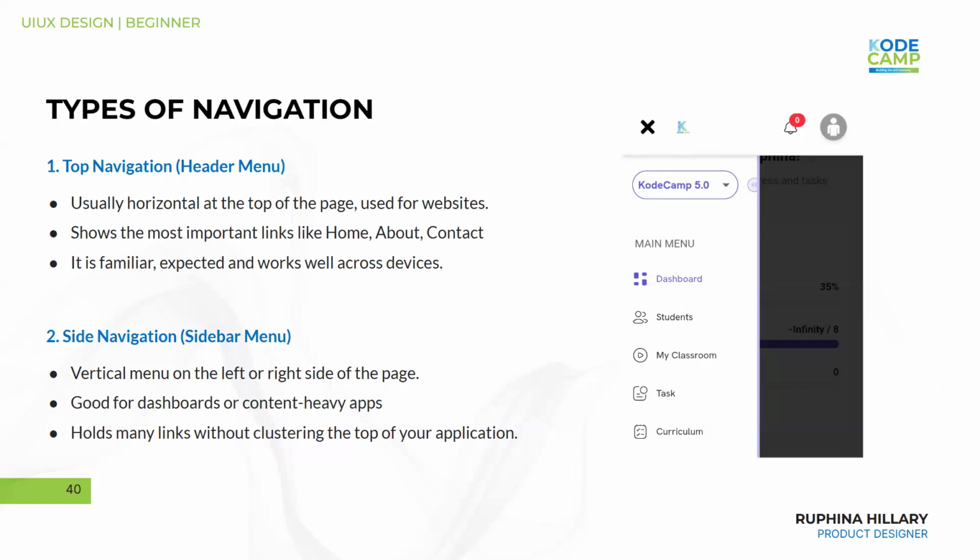So the top navigation usually shows the most important links like home, about us, or contact us. It is familiar, expected, and works well across devices. This top navigation is the most common for websites. It's expected because once you come to a website, you're already expecting it to be there, and expecting to easily click on home or contact us.